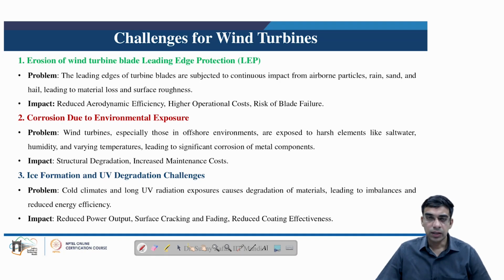and increased risk of blade failure. The second phenomenon is corrosion due to environmental exposure. Wind turbines, especially those installed in offshore environments, are exposed to harsh elements of nature such as salty water, humidity, and varying temperature, leading to significant corrosion of metallic components. This may also lead to degradation of the polymer composites because of the hydrothermal effects. So these lead to structural damage and increased maintenance cost.